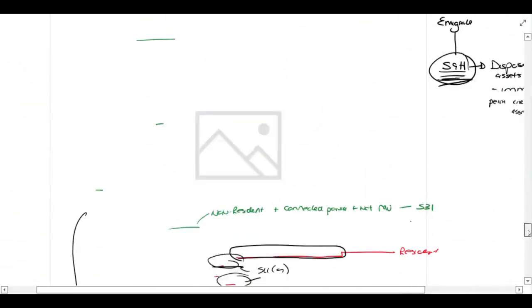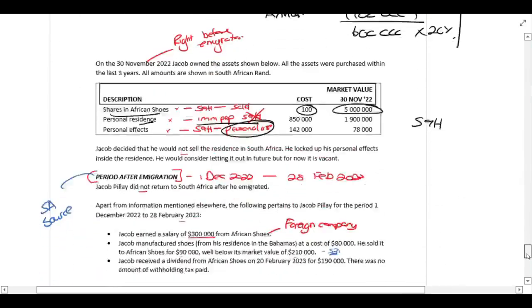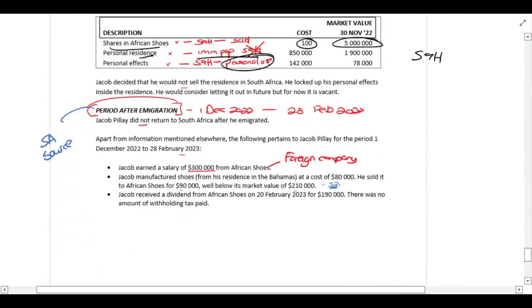Okay, and then the rest of the information, they tell you after immigration he earned a salary of 300,000 from African Shoes. That's a foreign salary, so it's from a foreign company, so it's not from a South African source. He manufactured shoes at 80,000 there and sold it for 90,000 below its market value. Right, that's fine, but he's now a non-resident working in a foreign country, selling it to a foreign company, which has nothing to do with South Africa, so it's not a South African source.